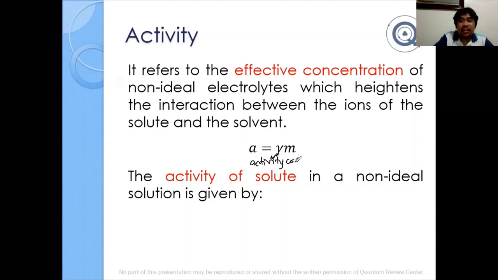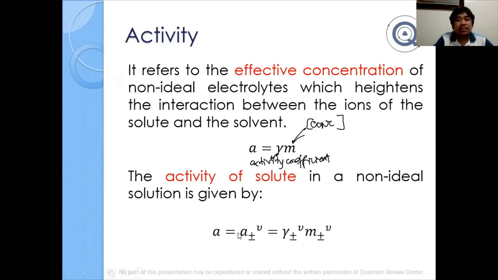Ayan. Then your M is molality for common, but this stands generally for concentration. Okay? Unit of ideal. Ito na yung sa ideal concentration. Okay? Now, the activity of the solute in a non-ideal solution is given by this equation.